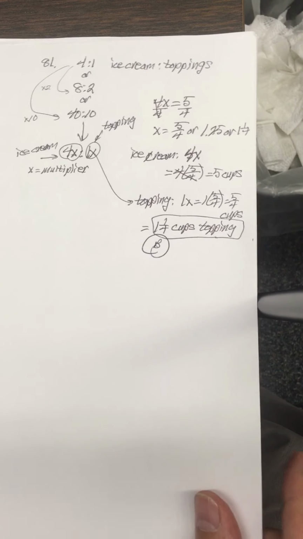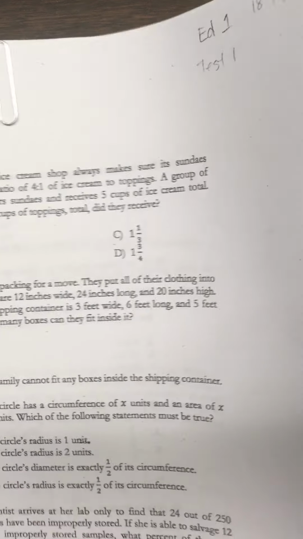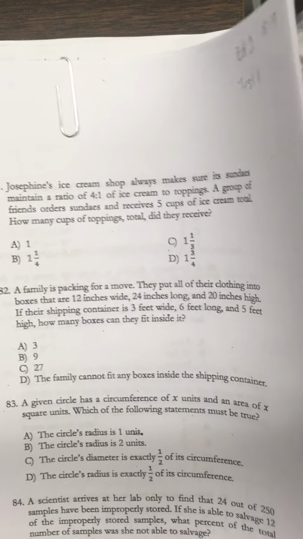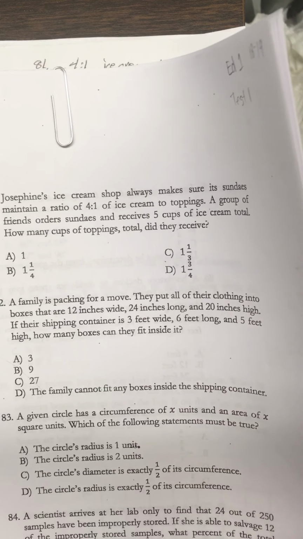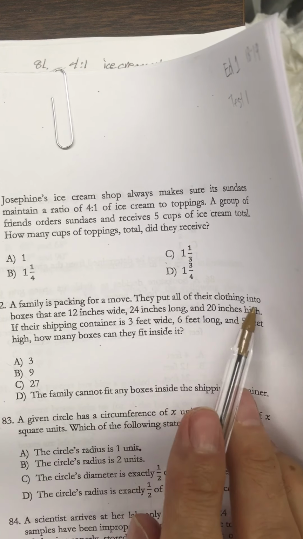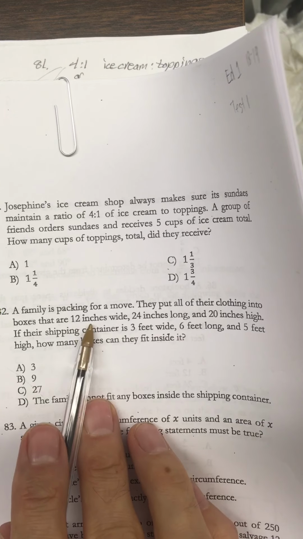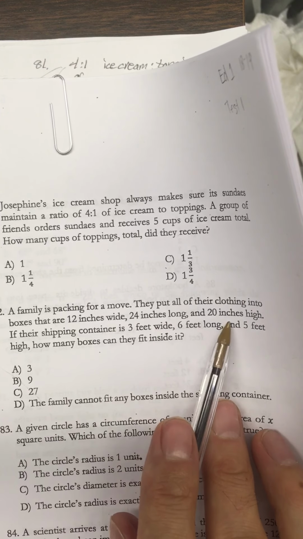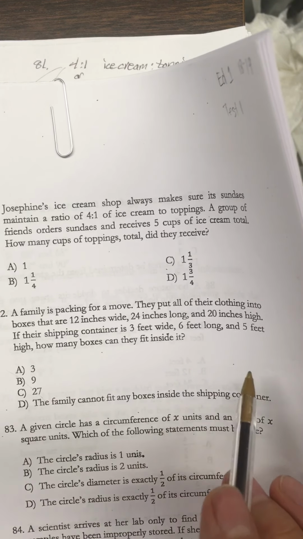All right, let's scoot over to 82. It says a family is packing for a move. Sorry if it's curvy here, I'll read it off. They put all of their clothing into boxes that are 12 inches wide, 24 inches long, and 20 inches high. So 12 by 24 by 20.